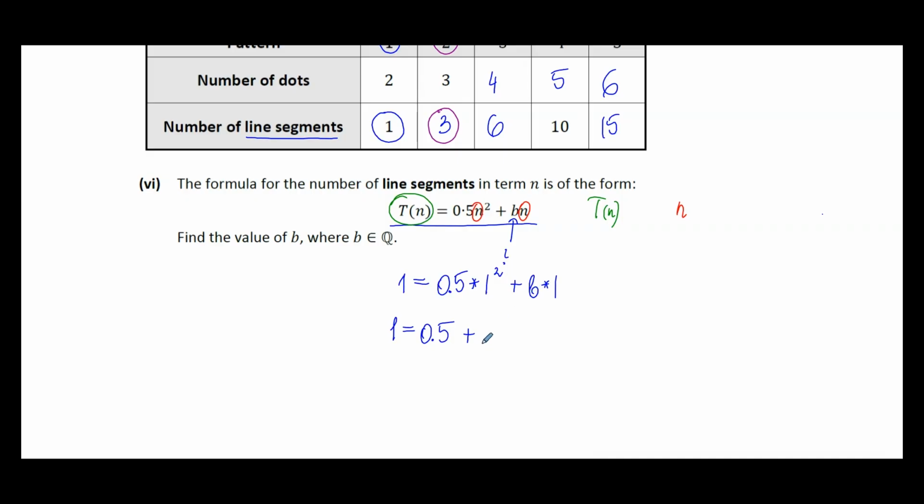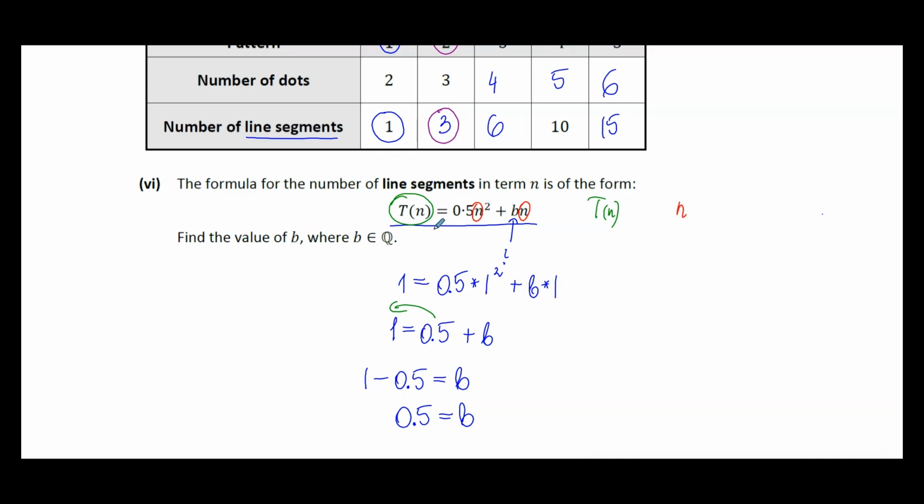What's that? b, exactly. So I want b, not b plus a number. What do I do with this number? I take it to the other side. And then what do I do? Change the sign. So from positive 0.5, it becomes negative 0.5. I put that in the calculator, press equal, and I get 0.5. That is the value of b here.